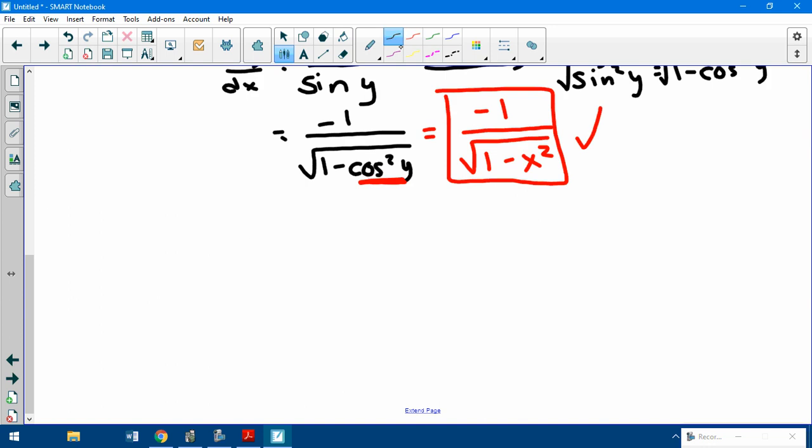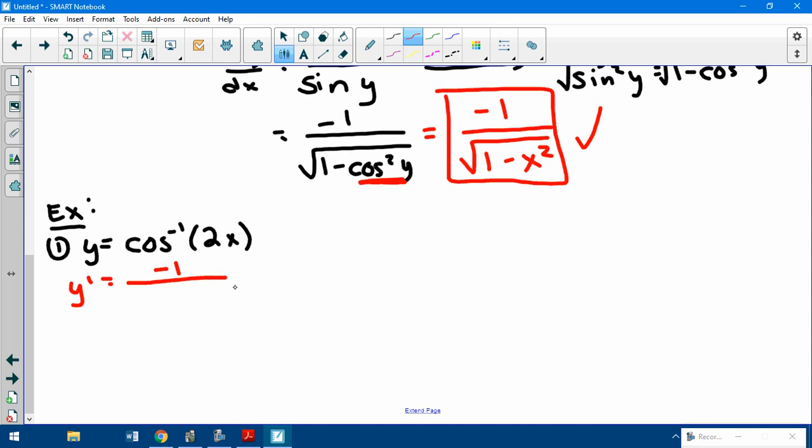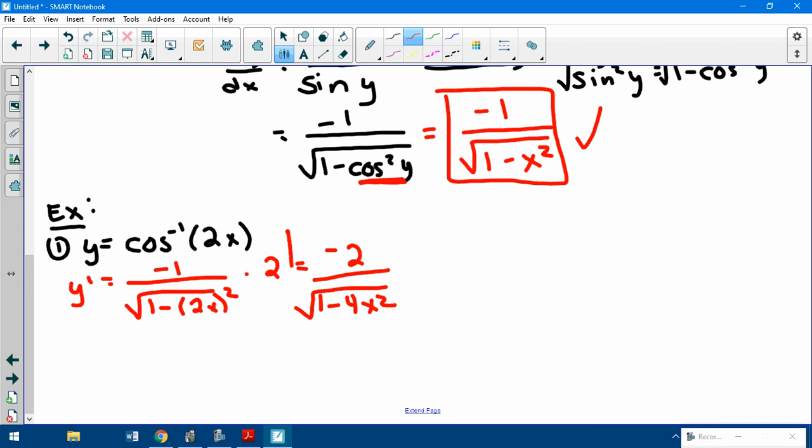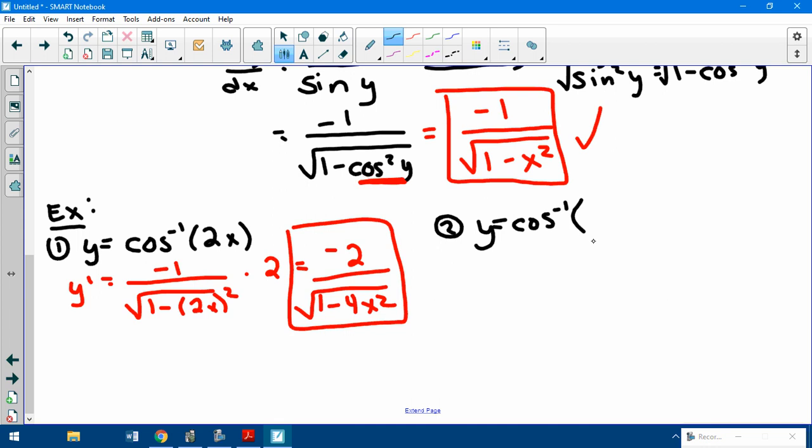I don't think we need many examples. Let's just do 2. If I say y equals cosine inverse of 2x, and I want you to find the derivative, what would you do? Y prime equals negative 1 over the square root of 1 minus the stuff, so 2x squared, times the derivative of stuff, which is 2. So we'd have negative 2 over the square root of 1 minus 4x squared. Okay, and one more. Let's say I started with y equals cosine inverse of x squared. What would y prime be?